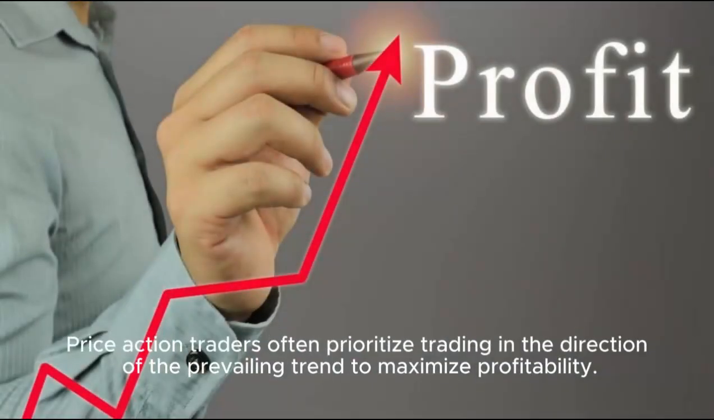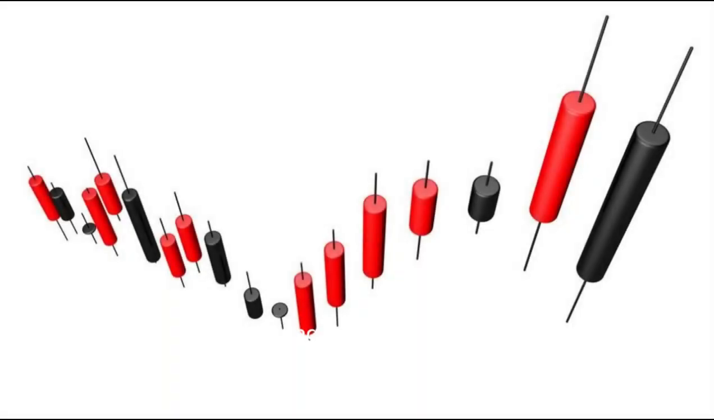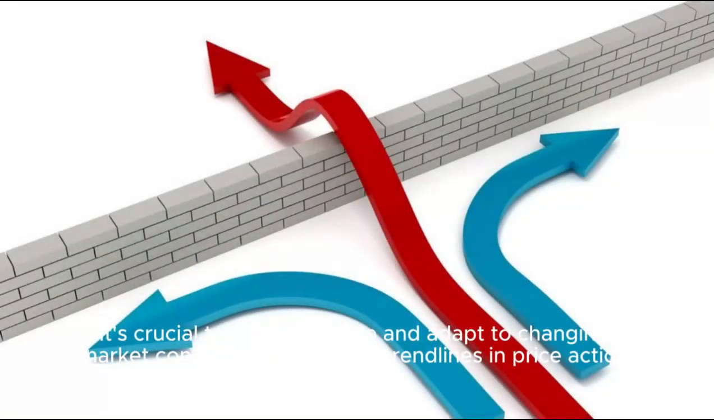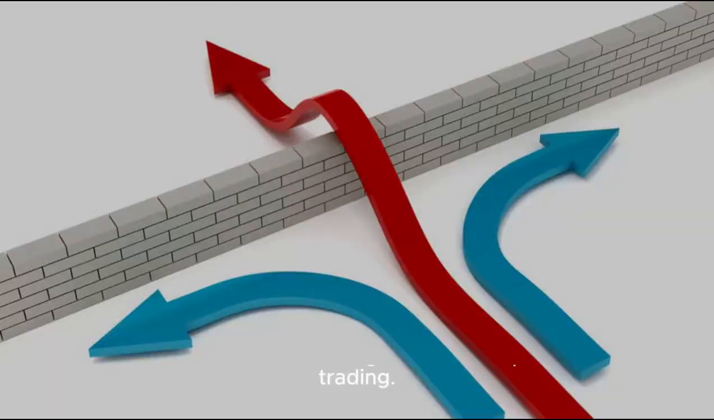Price action traders often prioritize trading in the direction of the prevailing trend to maximize profitability. However, identifying trend reversals and trading countertrend can also present lucrative opportunities for experienced traders. It's crucial to remain flexible and adapt to changing market conditions when using trend lines in price action trading.